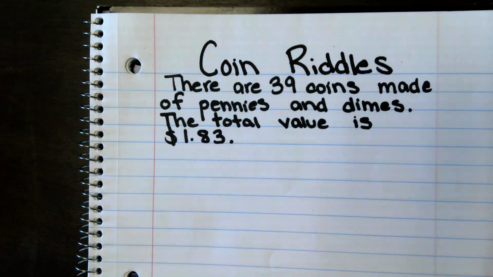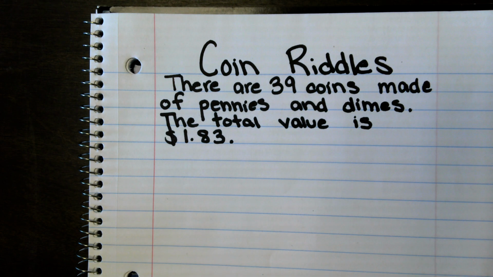Okay, so these are really fun. I really like these coin problems or coin riddles. So in this case, there's 39 coins made of pennies and dimes, and the total value is $1.83. Okay, so we could start making a bunch of guesses and have just a really frustrating time.